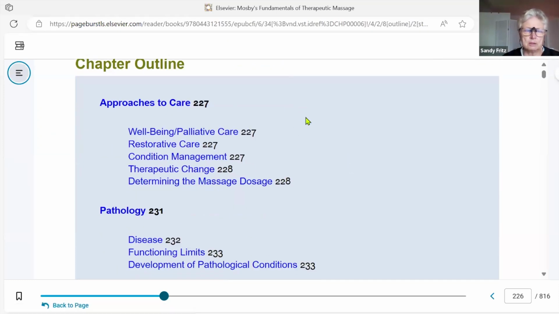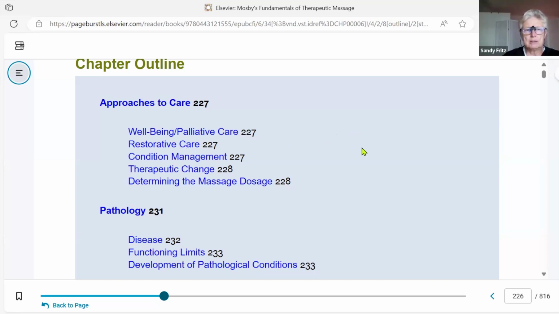So the first thing we're going to do is create a framework for what our long-term or short-term processes are with the clients. These are approaches to care. They're not outcome goals, but they overlap with outcome goals. So well-being and comfort care, palliative care, would certainly be supported by the relaxation-based research that we had talked about in the previous chapter.